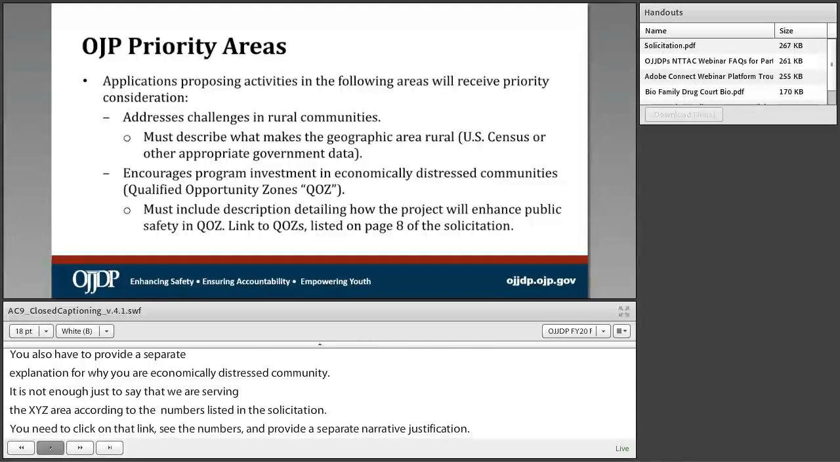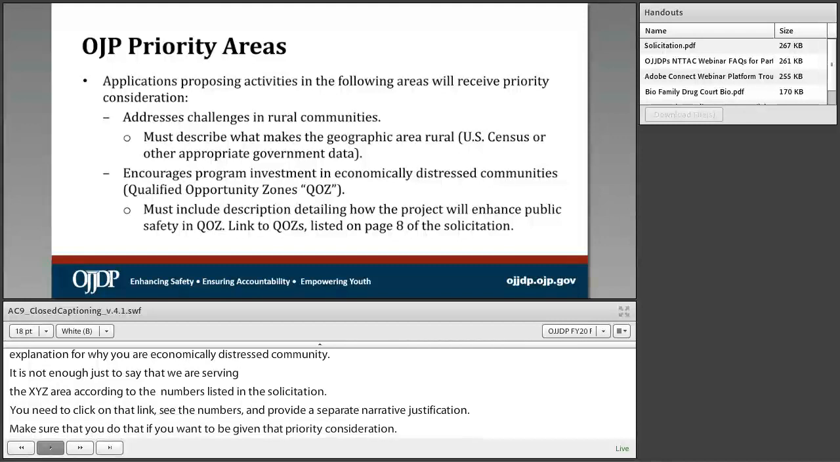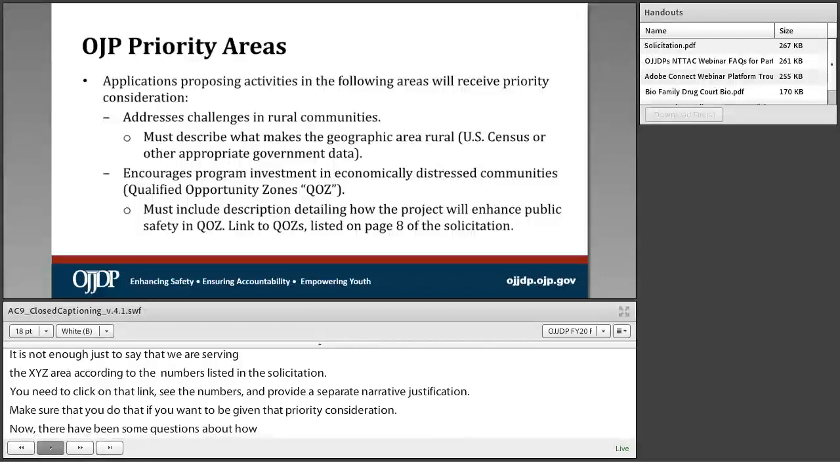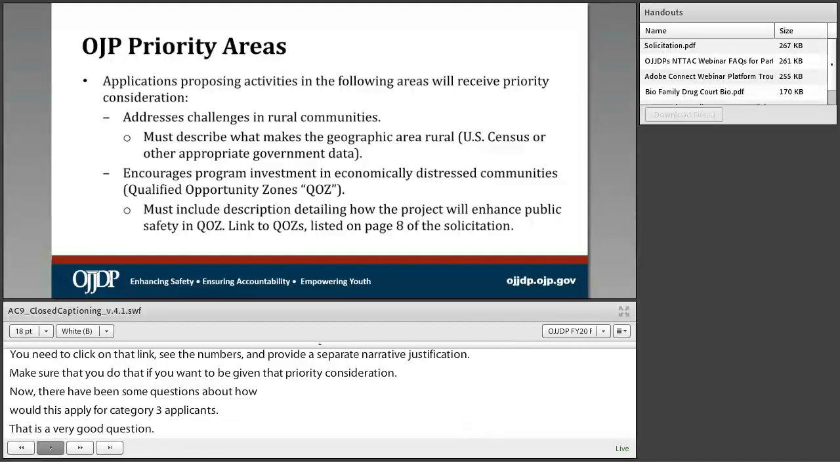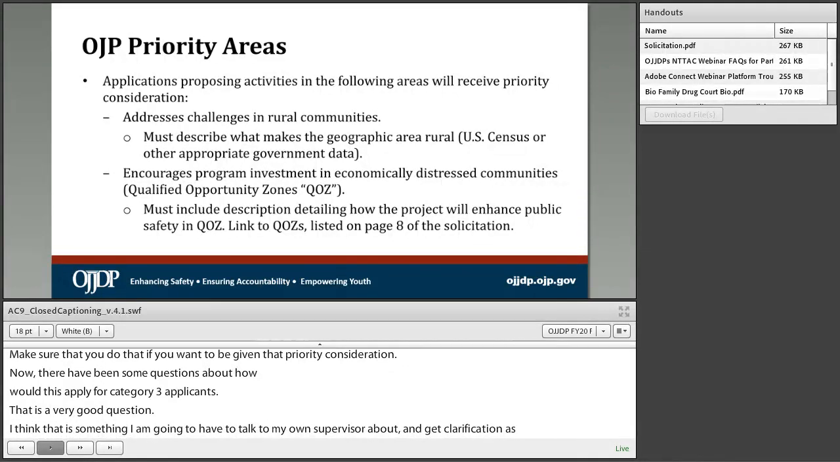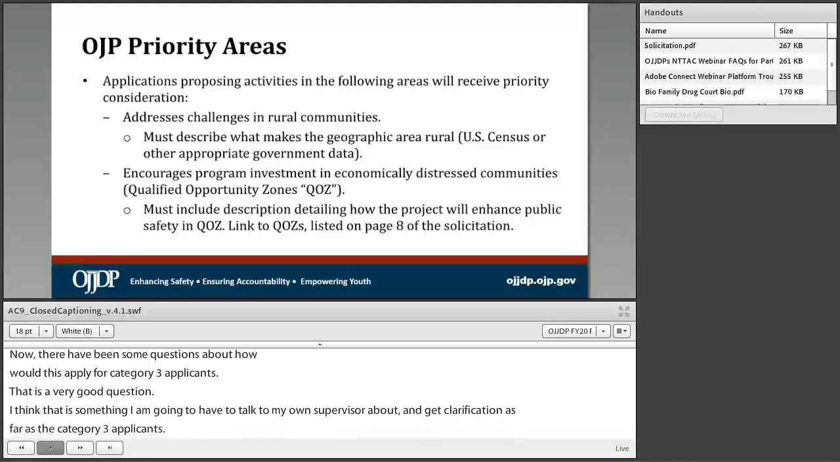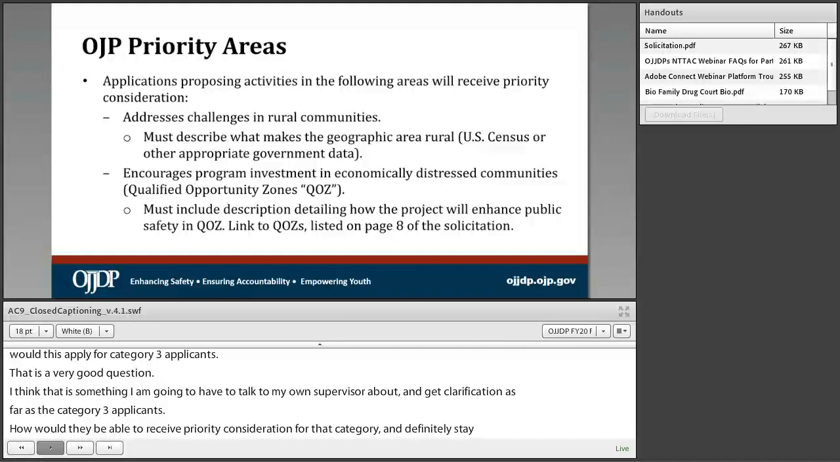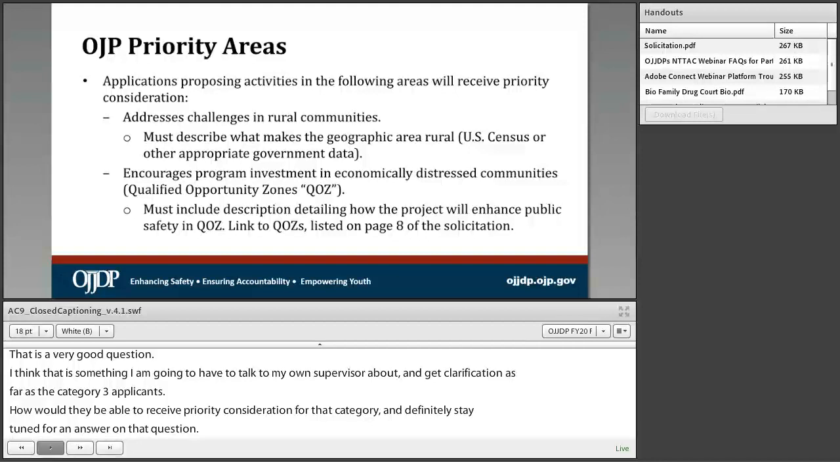Now, there have been some questions about how this would apply for Category 3 applicants. That is a very good question, and I think that is something I'm going to have to talk to my own supervisor about and get clarification as far as the Category 3 applicants. How would they be able to receive priority consideration for that category? So definitely stay tuned for an answer on that question. And please, if you haven't done so already, submit that question to the Response Center if you are interested or think that you may be able to receive priority consideration for rural communities or QOZs for Category 3 applicants. We definitely need to clarify that because it is not clear.